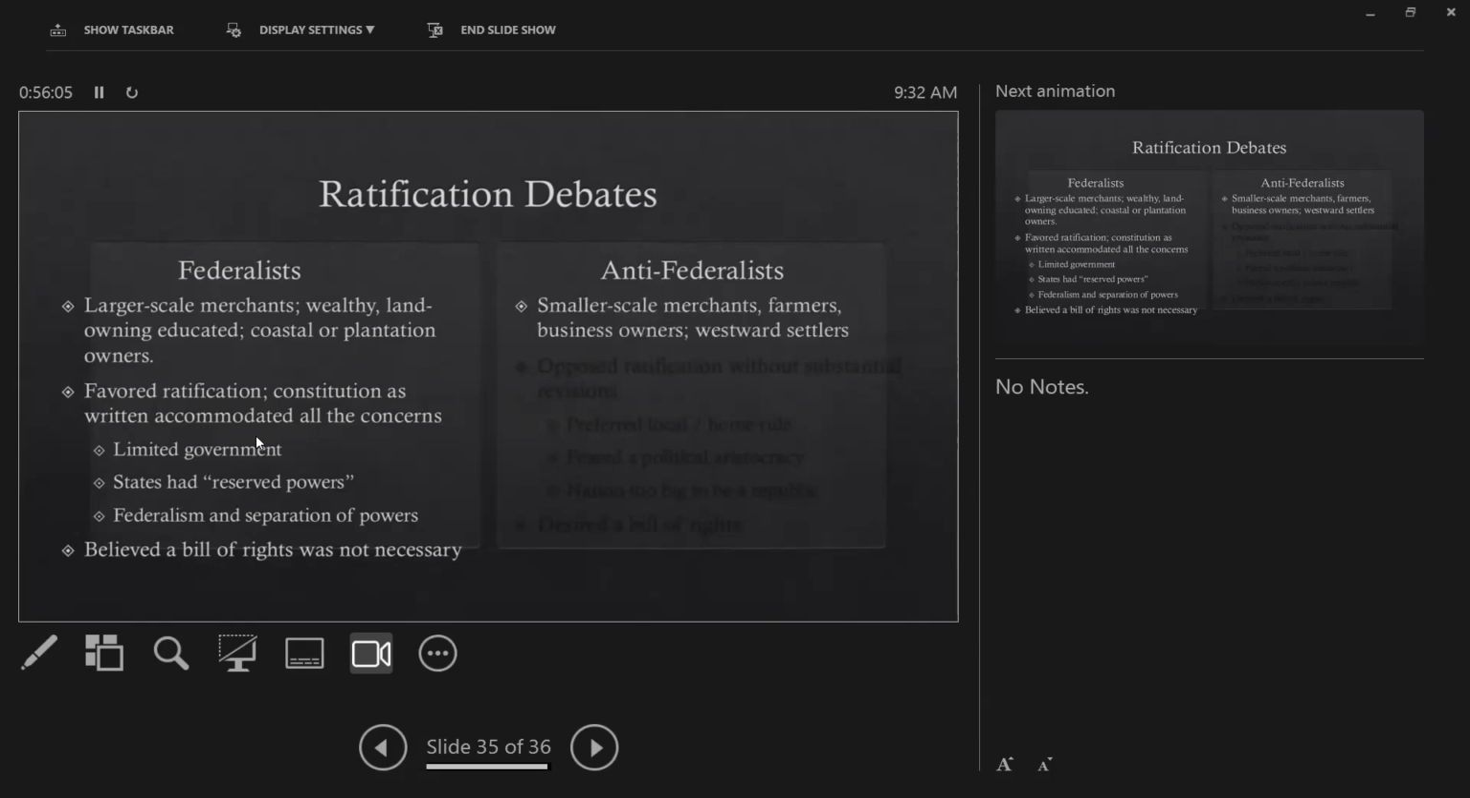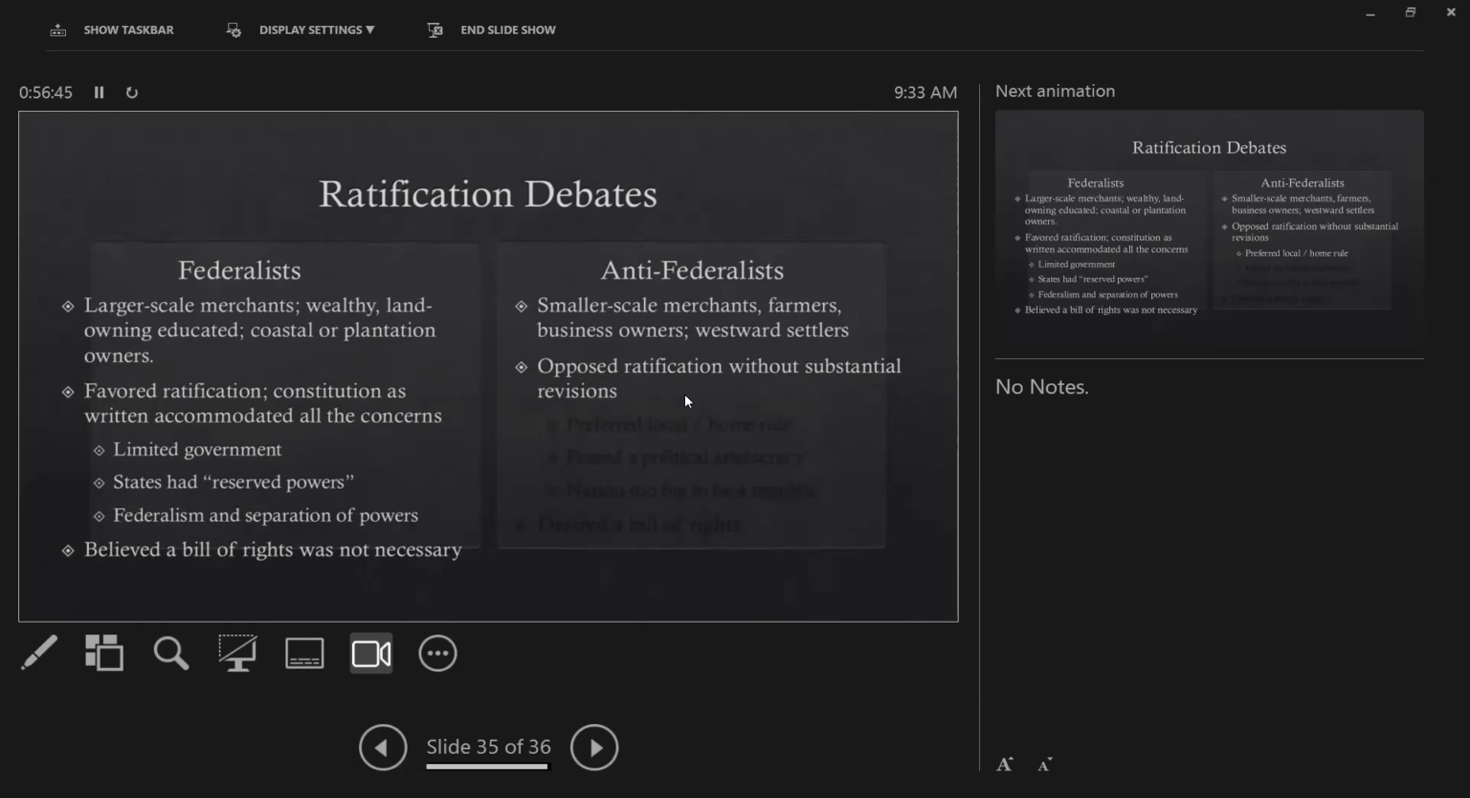On the other side of the debate, the anti-federalists typically consisted of smaller merchants and farmers and business owners, people who were seeking to move west and establish farms. They were opposed to the Constitution because, well, for one thing, they had far less at stake in the success of the Constitution. They were more content with the Articles of Confederation, or at least with a less centralized government at the national level. They were opposed to ratification without substantial revisions to it.